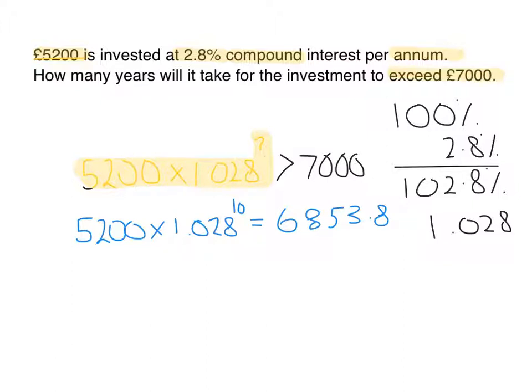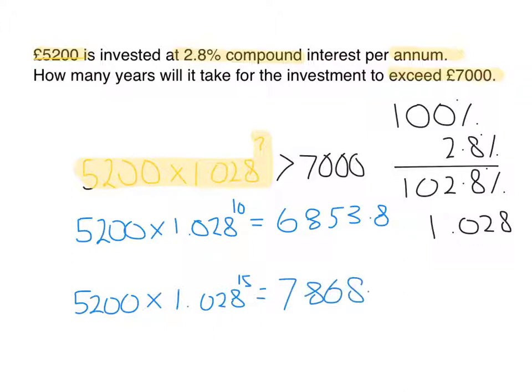So 5,200 times 1.028 to the power of 15. All I need to use is my backwards arrow keys on my calculator and change the 10 to a 15. And I get 7868.6. Now that's quite a bit more. So I'm going to go back down.